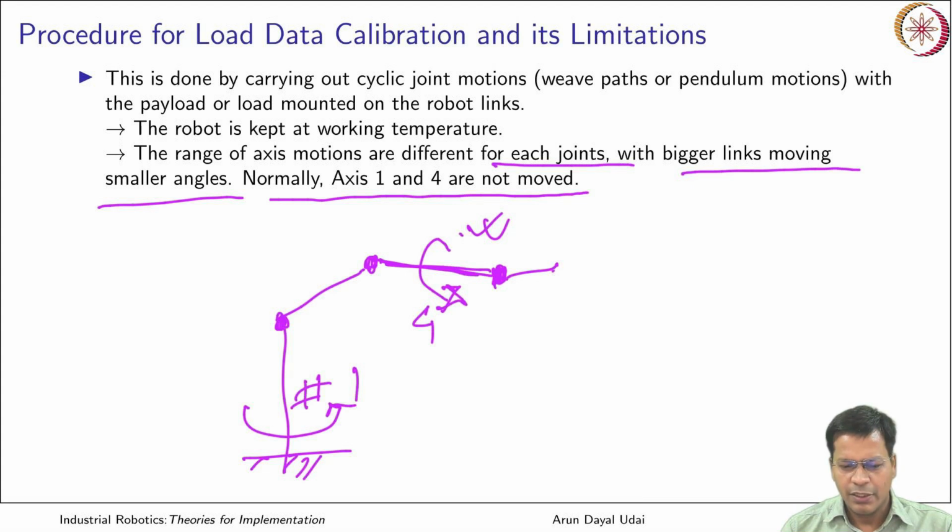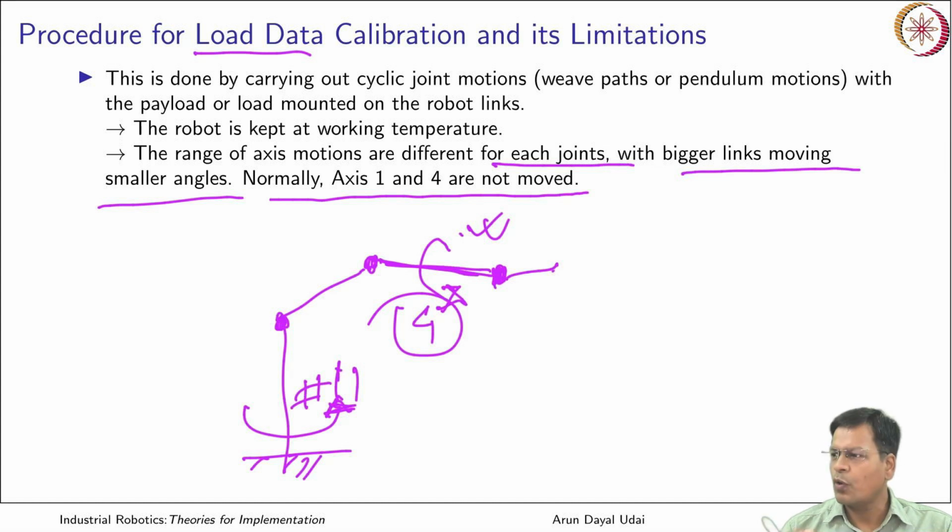So that is the reason this is not much moved. Even axis 1, because it is moving, normally they move at very slow speed, and even if it moves, it is not moving against the gravity. So the torque variation is not much because of this. So these are the reasons why this is not used while identifying the load data.